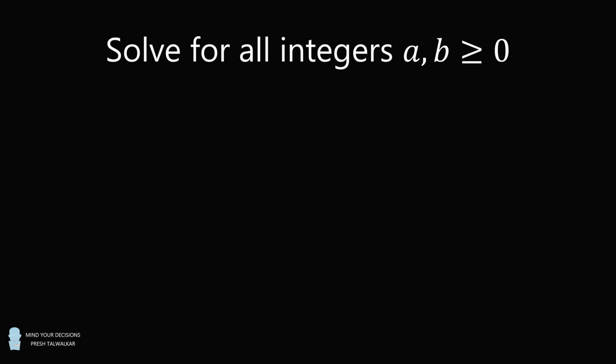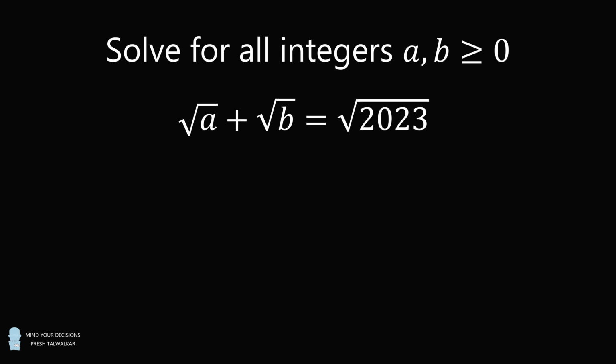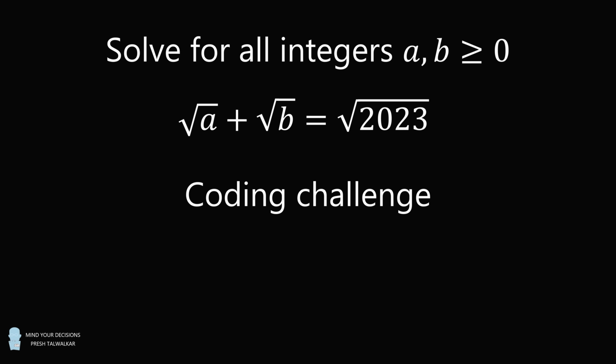Find all solutions in non-negative integers a and b such that the square root of a plus the square root of b is equal to the square root of 2023. That's part 1 of the question. Part 2 is a coding challenge, and I will present a solution in Python.